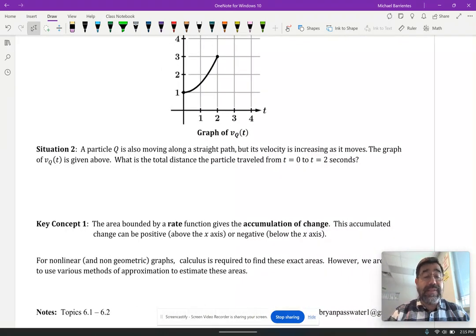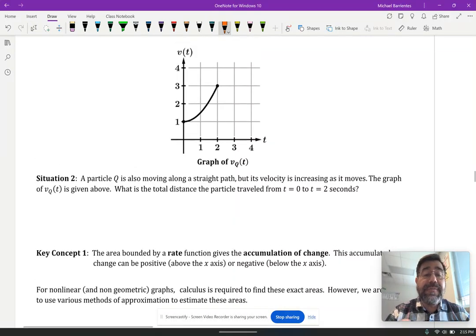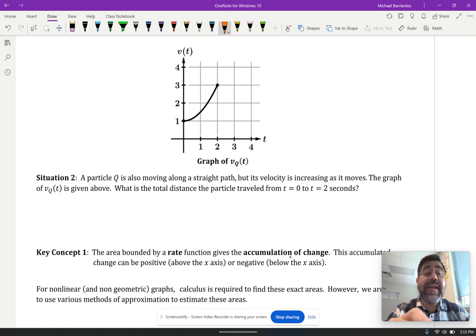Situation number 2 says there's another particle, a particle called Q. It's also moving along a straight path. Remember, this is not the graph of the path. This is the graph of the velocity. Its velocity is increasing as it moves. The graph V_Q of t is given above. What is the total distance the particle traveled from 0 to 2 seconds?